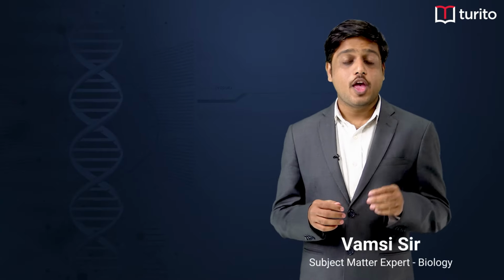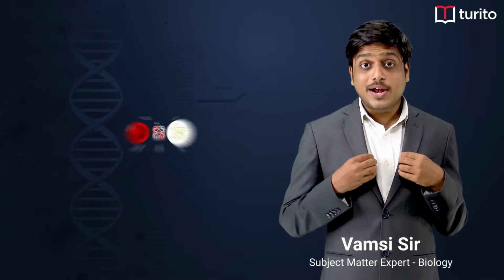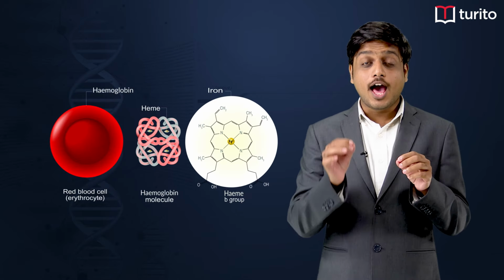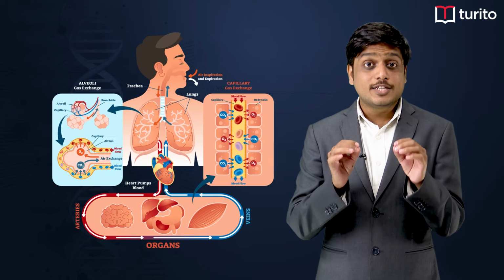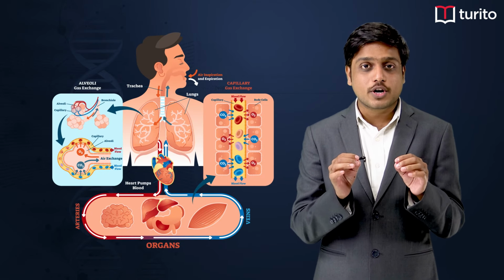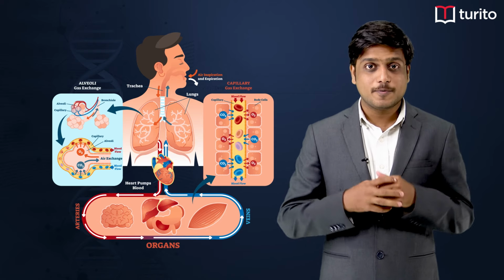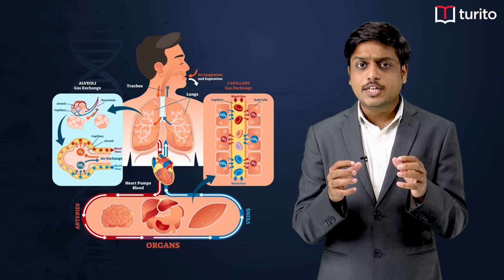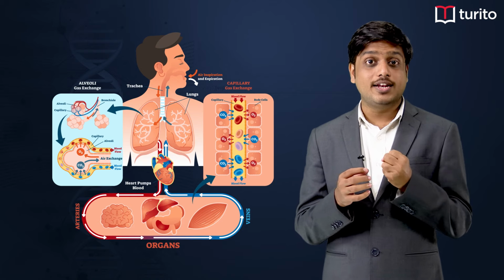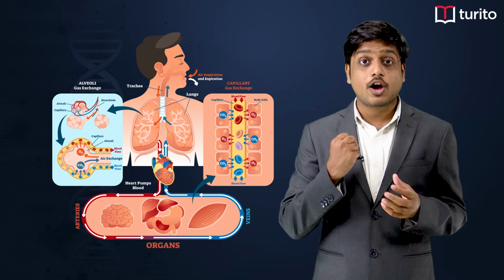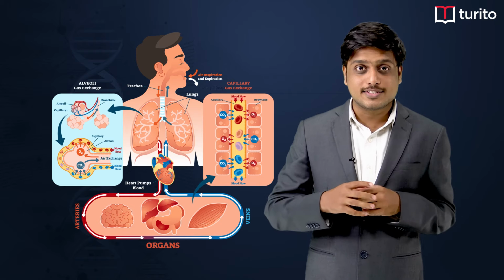Hello students, we all know that our blood consists of a red color pigment called hemoglobin that is present in RBC. This hemoglobin is responsible for transportation of oxygen and carbon dioxide between the lungs and tissues. Now, how does hemoglobin pick up oxygen near the lungs and leave it at the tissues, and simultaneously pick up carbon dioxide near the tissues and leave it near the lungs?